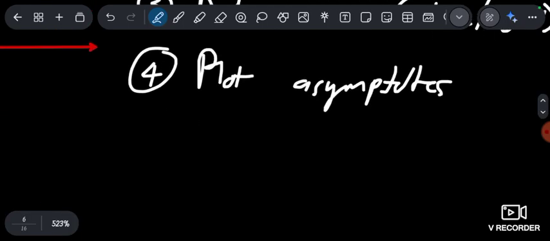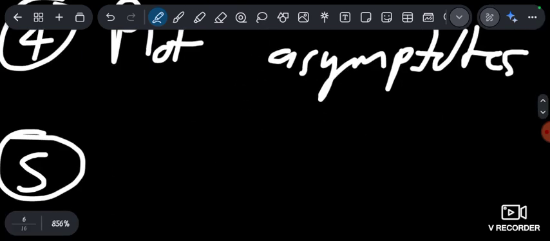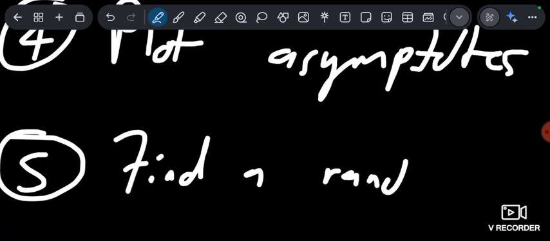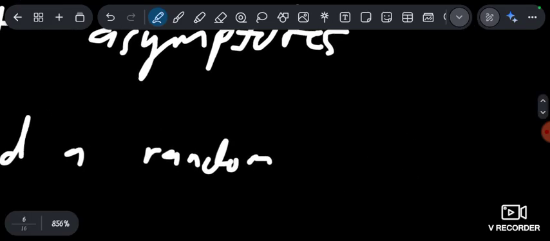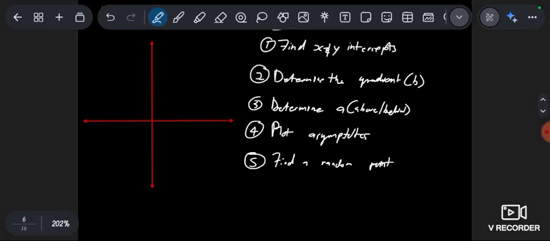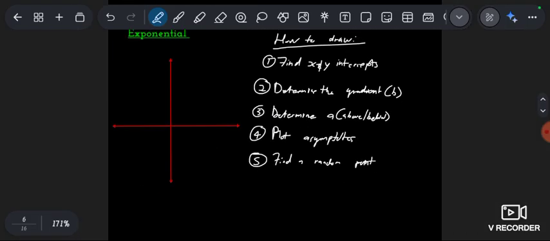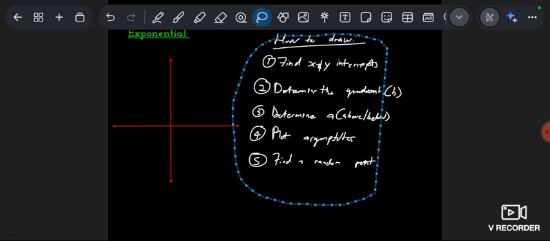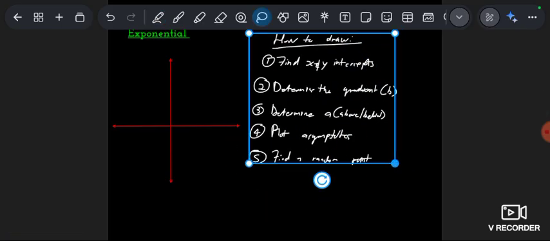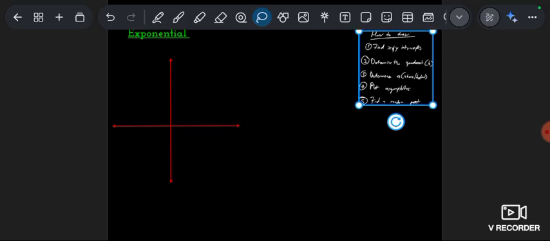Now, after that, we're going to say number 5. Which point am I forgetting? Yes, find a random point. Right, find a random point. Substitute into your graph, and then you'll know what to do. Now, let's try and shrink this over here and put it at the corner, so we work with it over there. So let's follow these steps.